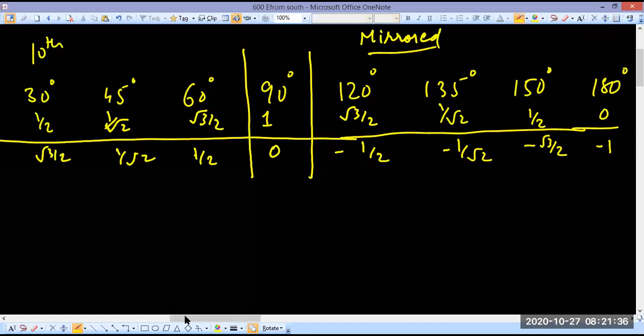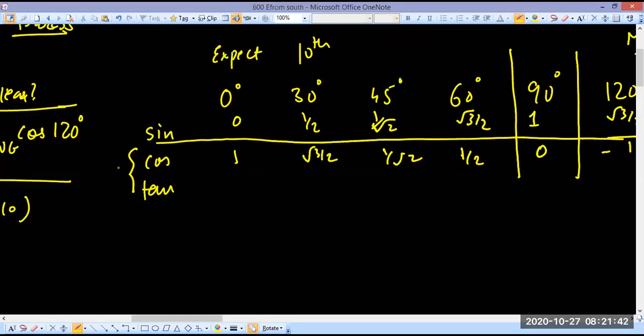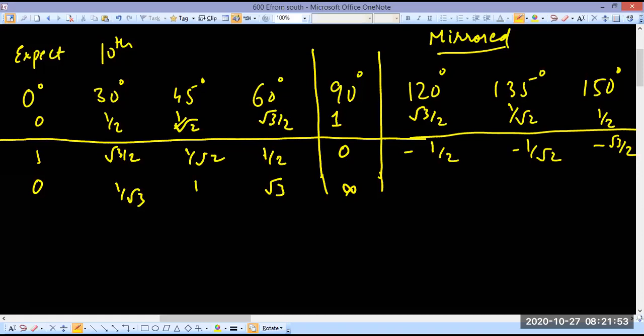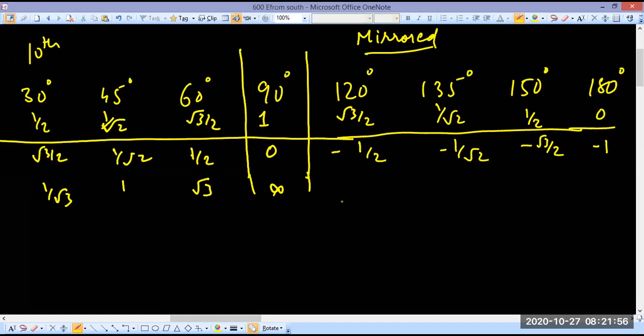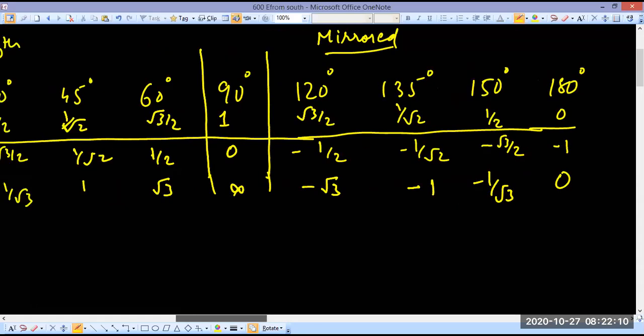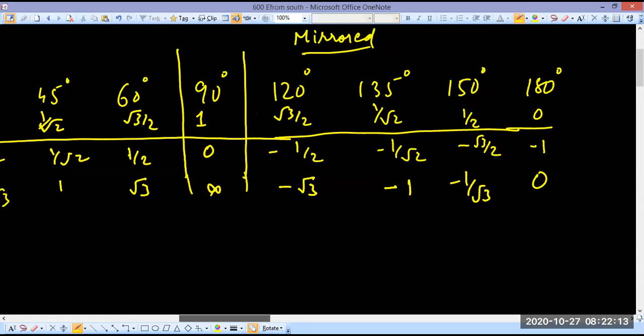Clear? And same rule for tan. Same rule for tan. Okay, the same rule for both. Tan 0 is 0, 30 is 1 by root 3, 45 is 1, 60 is root 3, and tan 90 is undefined or infinite. Okay, so like that you take it mirrored, but then you put a minus sign. So minus root 3, minus 1, minus 1 by root 3, and minus 0 is 0. Right? So you know this now. So this is a bigger table, right?